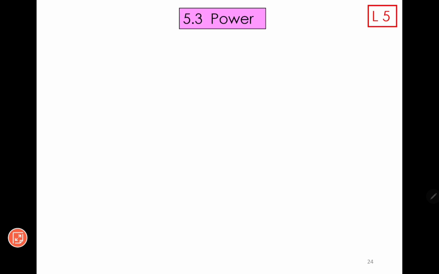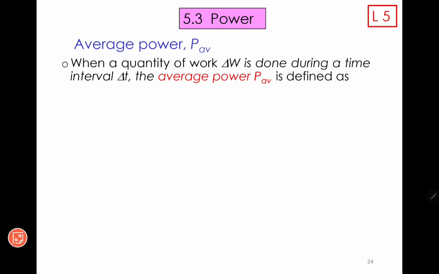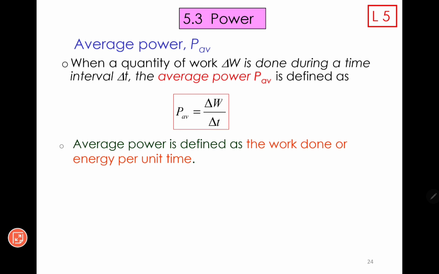Okay, the average power symbol is P average. So what is that? When a quantity of work delta W is done during a time interval delta T, the average power, which is P average, is defined as P average equals delta W over delta T. So what is that? The work done per unit time, or energy per unit time. Okay, the rate of work or rate of energy represents the average power.